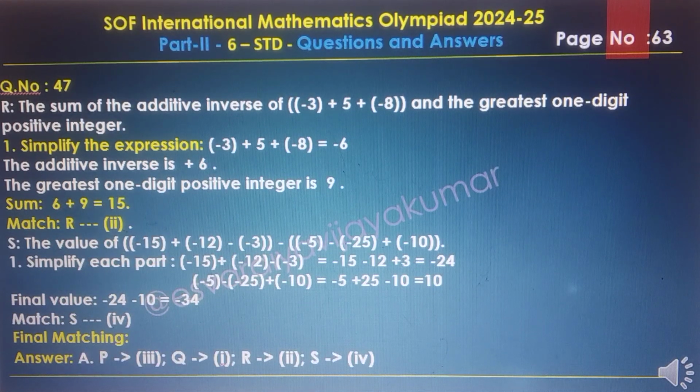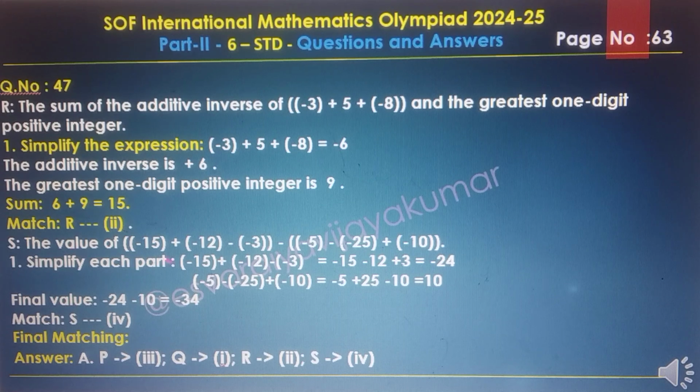And R is the simplification of the expression: the sum of the additive inverse of minus 3 plus 5 minus 8 and the greatest one digit positive integer. Simplify the expression: minus 3 plus 5 minus 8 equals minus 6. The additive inverse is plus 6. The greatest one digit positive integer is 9. 6 plus 9 equals 15. Match R equal to 2.